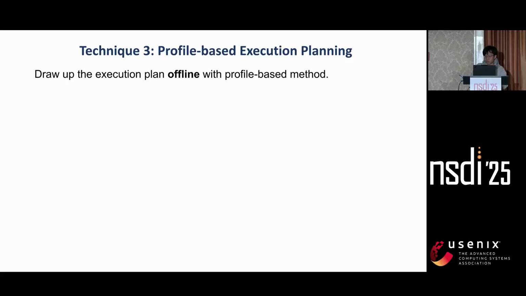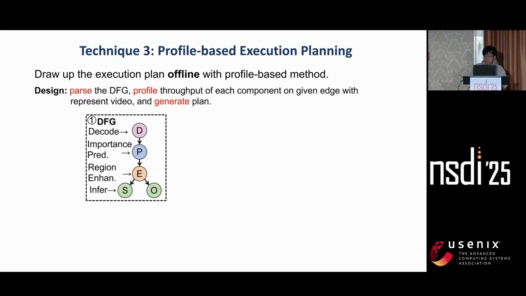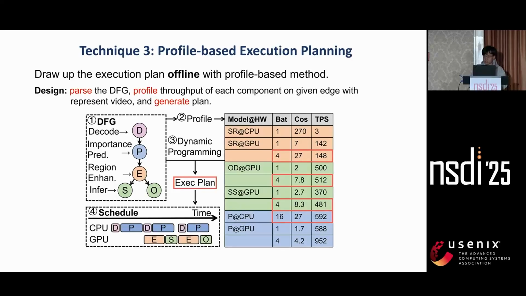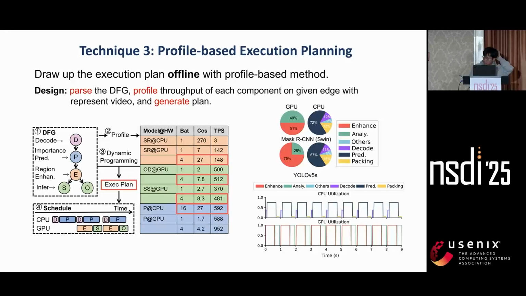So to maximize the utilization, we draw up the execution plan offline with a profile-based method. Our method first fixes the DFG and profiles the throughput of each component on the given edge device. Then we generate the plan based on the max throughput batch size of different models. Finally, we load each component into the corresponding hardware. This figure shows that our execution plan achieves efficient GPU-CPU cooperation.